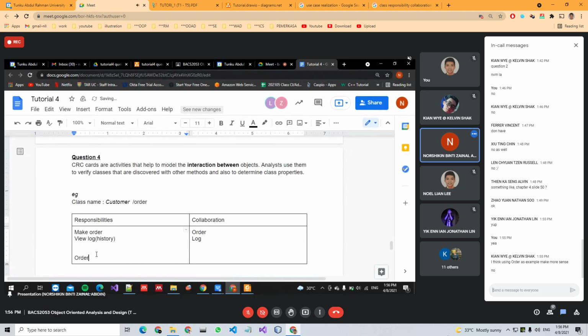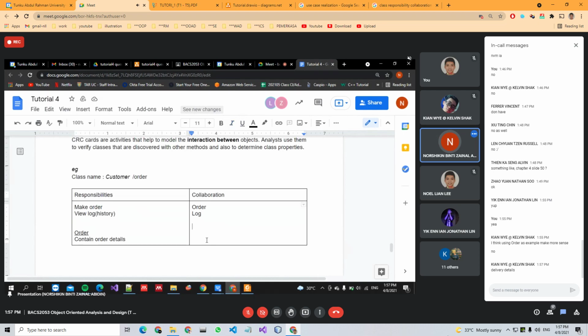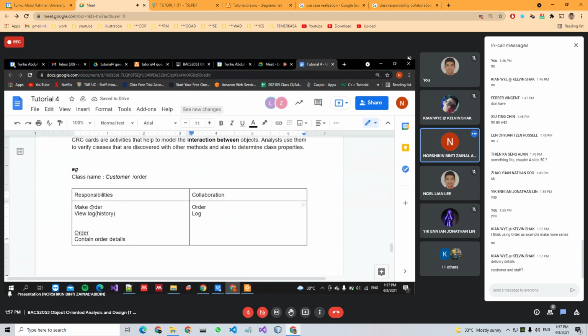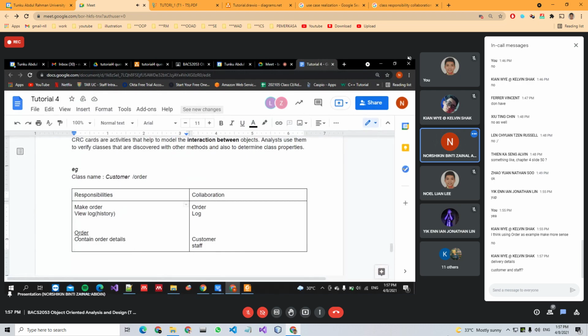Let's say this is an order. So what can order do? What order can do? Order content. So which other entity or class do you think should collaborate with order? Calvin, delivery details, customer and staff. Yes, correct. So, customer, staff. And then what else other than content or the details? Order details. What else for order?